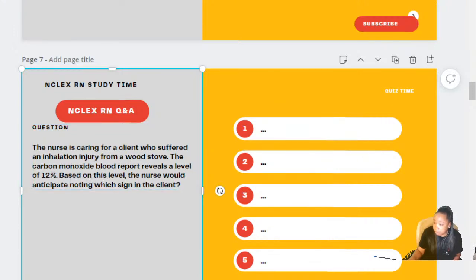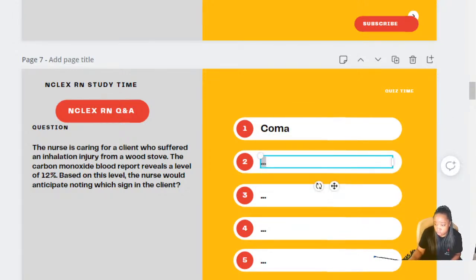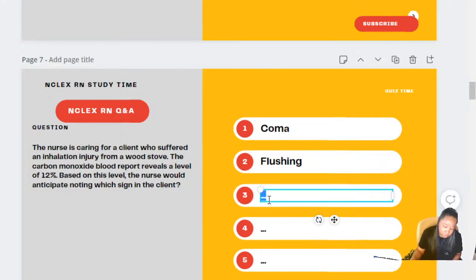So let's see the choices. The first one says coma. Do you think the patient will go into a coma because of that? Don't know yet. The second one says flushing. You know when someone has a flushing face? Mostly when a patient has respiratory distress, you're trying to breathe very hard, that causes you to be very tired, and then your face becomes flushed like this.